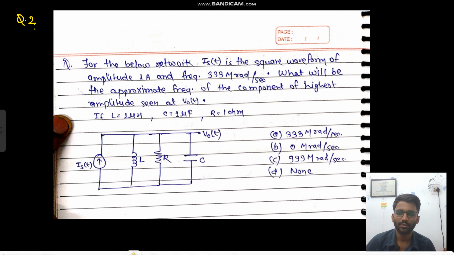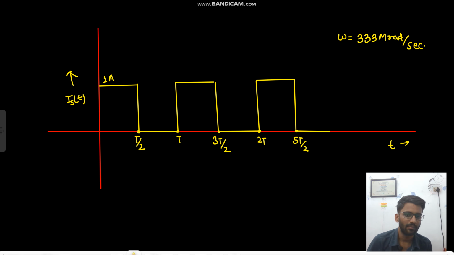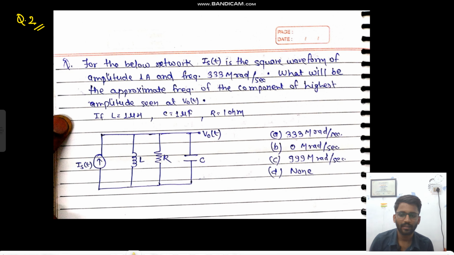Now seeing this question, this is a very good question. Here you have an input source as a square waveform of amplitude 1 ampere, and then you have a parallel RLC circuit. At what frequency will you have the highest magnitude of V0(t)? What will be the approximate frequency of the component of highest amplitude seen at V0(t)?